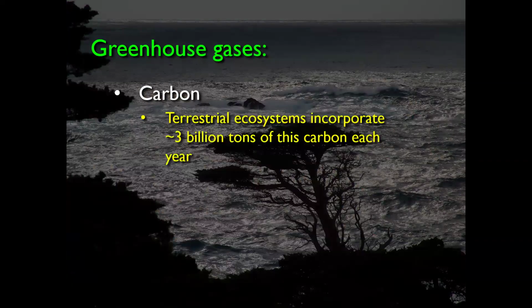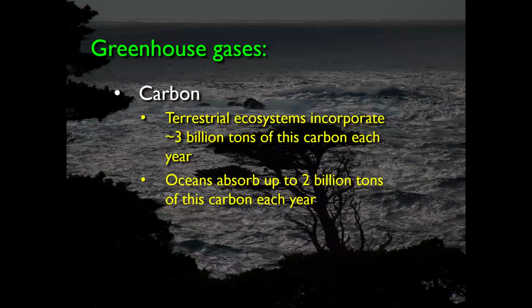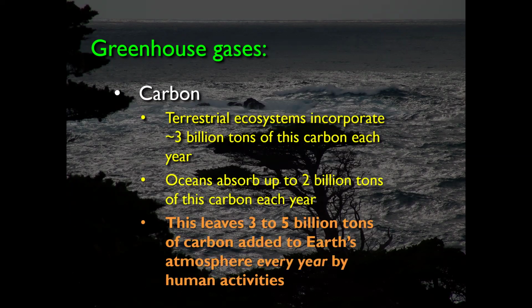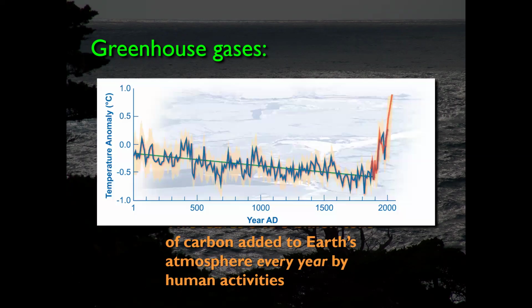In terms of carbon dioxide, terrestrial ecosystems, land-based ecosystems, can then remove about 3 billion tons of that carbon each year. So we are producing it and putting it there, but all of the living things, the terrestrial ecosystems on the planet, are pulling some of it out. And then oceans are also absorbing up to 2 billion tons of this carbon every year. Nevertheless, that still leaves 3 to 5 billion tons of carbon that are added to the Earth's atmosphere each and every year just by human activities. All right? So keep that in mind. Yes, I will probably test you on these numbers.